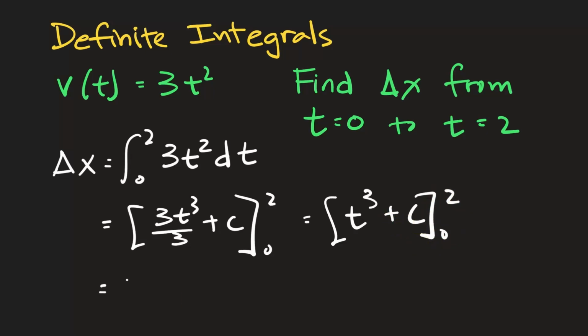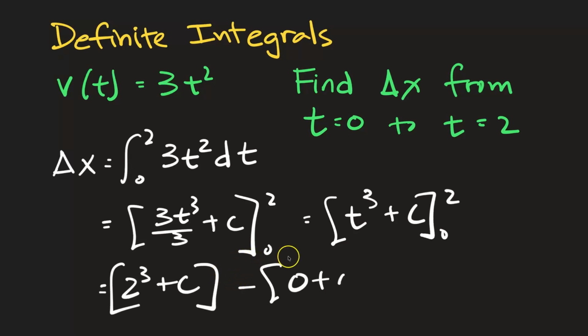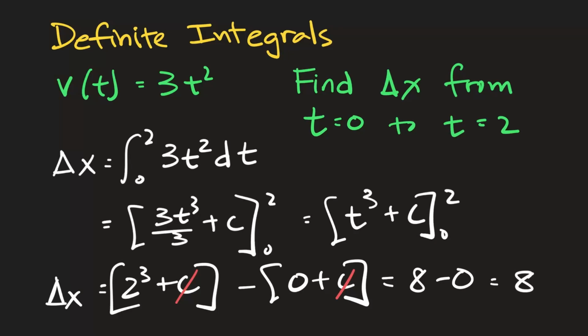The next step is to substitute our limits into the equations. We're going to first substitute our upper limit. So I'm going to substitute 2 for the t, and we get 2 cubed plus c minus, and then I'm going to substitute the 0 into the t, and we get 0 plus c. You'll notice that the c's will cancel out, and that leaves us with 2 cubed minus 0, which is 8 minus 0, and we get an answer of 8 meters. Notice that we don't get a function here. We'll get an actual number because this number right here represents the displacement of the object.